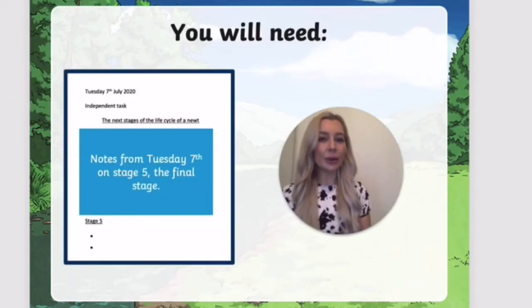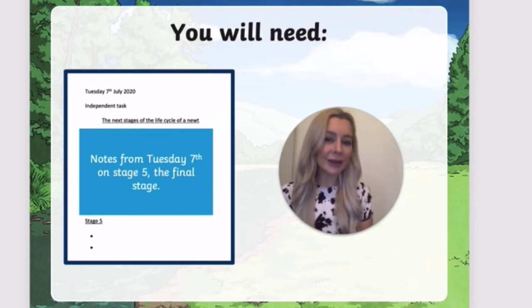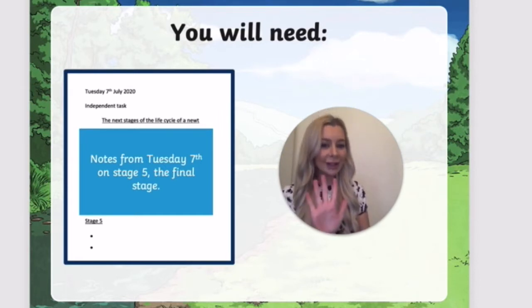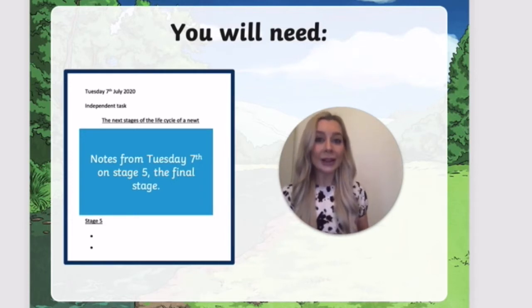To help you with your work for this lesson, you're going to need your notes from Tuesday the 7th of July. This is on the last stage, the final stage of the life cycle of the newt. Alongside this, you'll also need your work from yesterday, which you're going to continue writing underneath today.